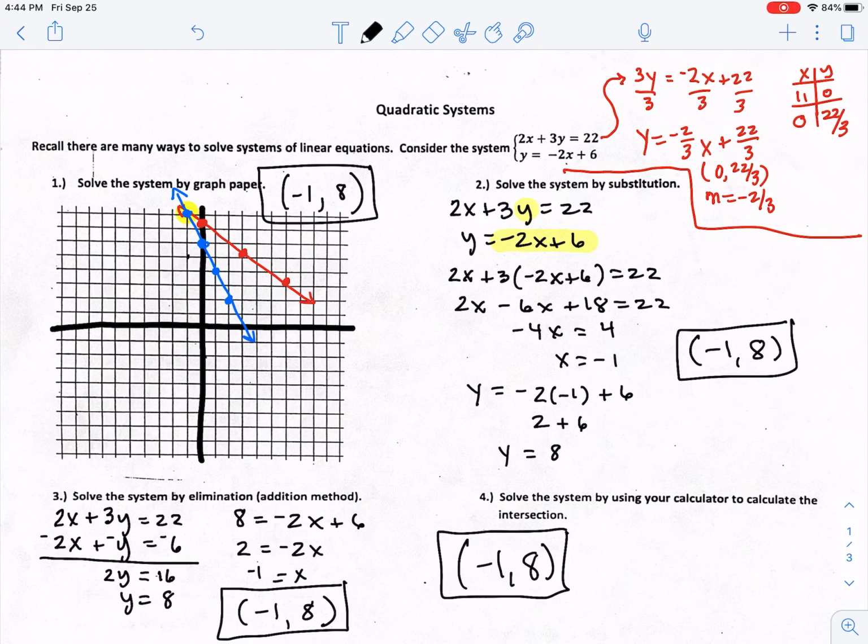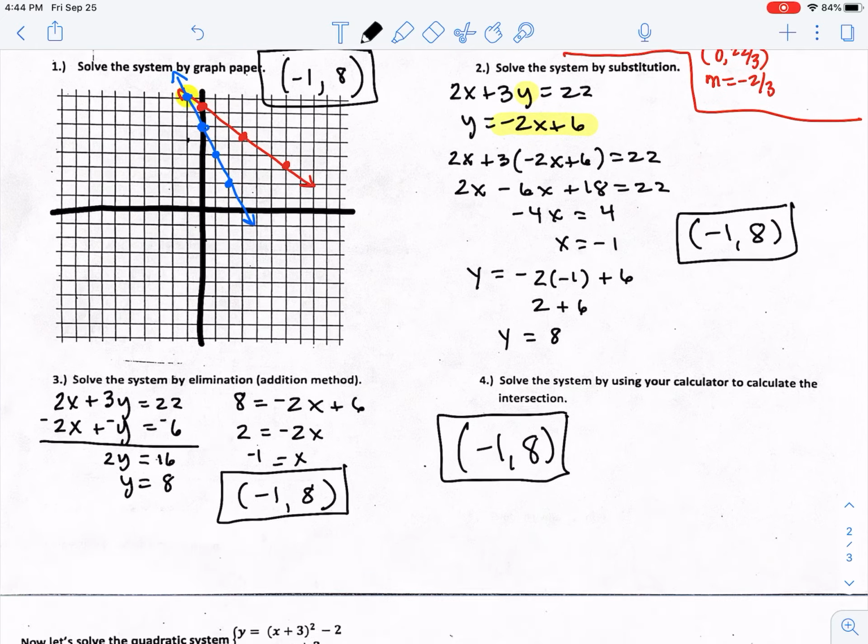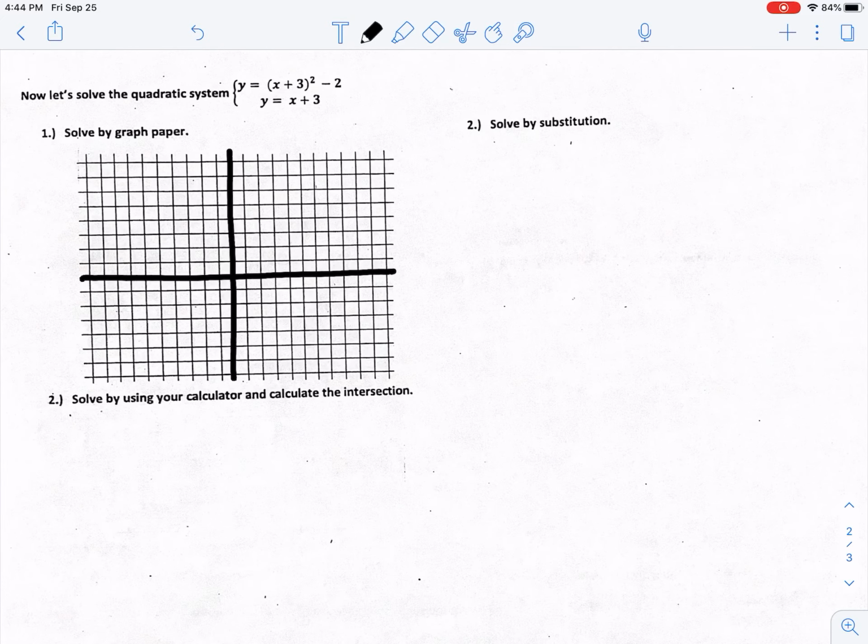All right, so that is solving a linear system. So let's take a look at our next example. This is a quadratic and a linear. You could have two quadratics in your system, or a quadratic and a linear. You have lots of options, but you're still going to treat it the same.